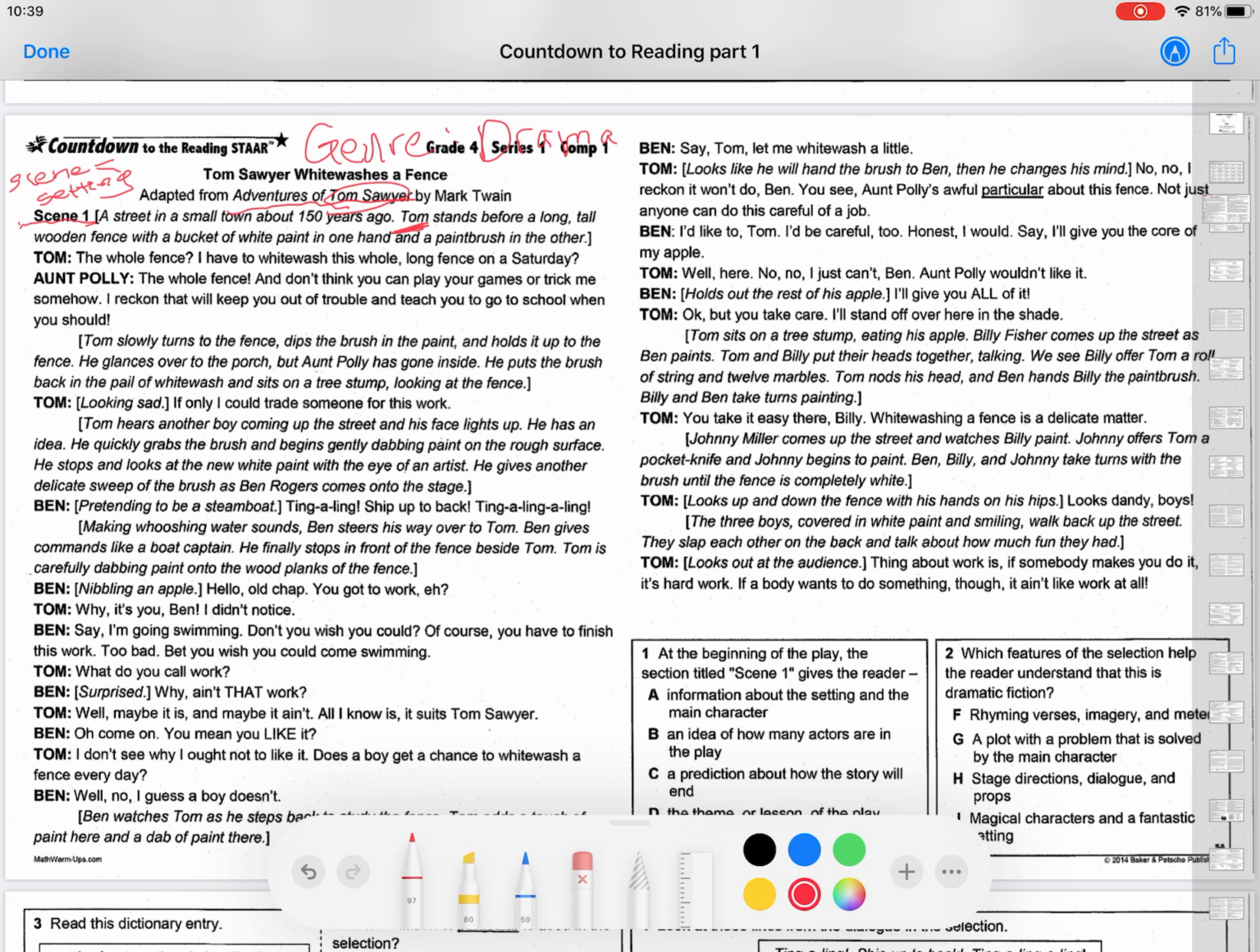Tom, the whole fence, I have to whitewash this whole long fence on a Saturday. Aunt Polly, the whole fence. And don't think you can play your games or trick me somehow. I reckon that will keep you out of trouble and teach you to go to school when you should.